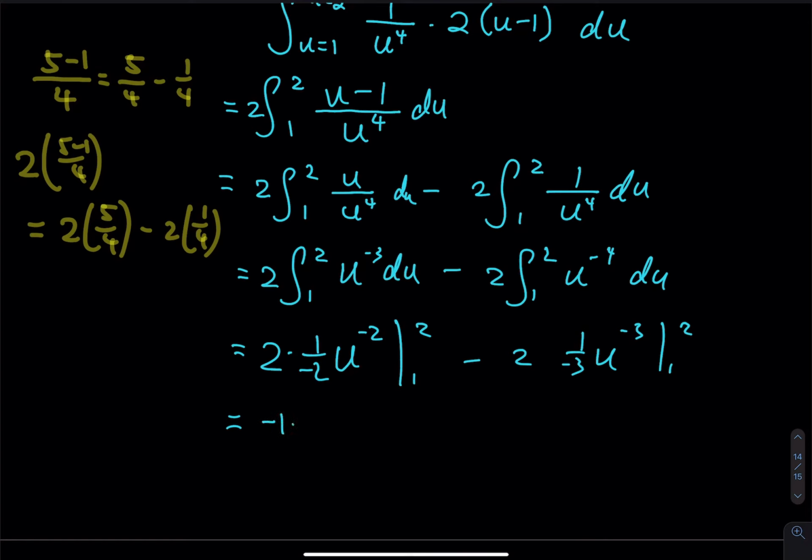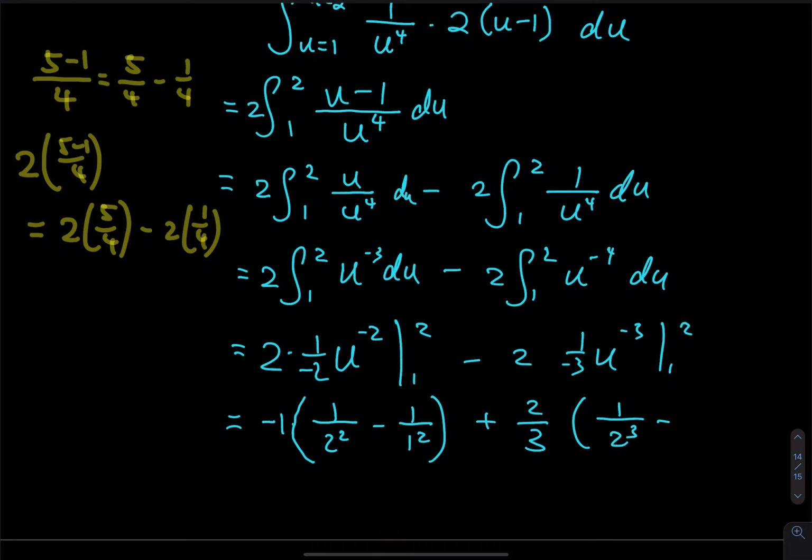And then using the fundamental theorem of calculus, looks like we will have to deal with 1 over 2 squared, right? Minus 1 over 1 squared. And then plus 2 over 3. And then we have 1 divided by 2 to the third minus 1 divided by 1 to the third.